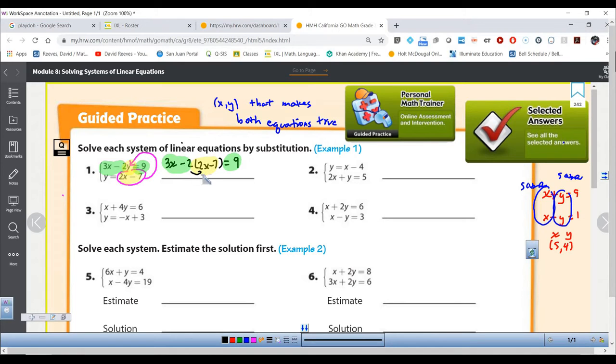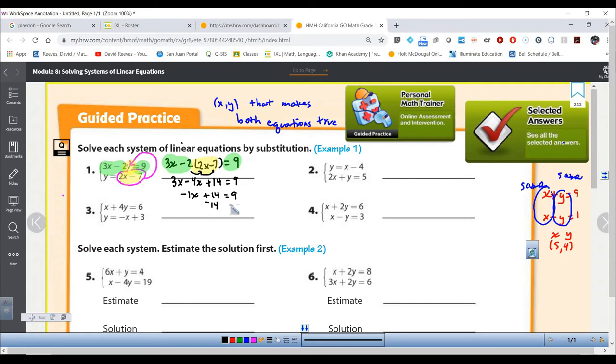Now I'm going to apply the distributive property here, and I'm going to get 3x minus 4x plus 14 equals 9. Do you see what I did? I distributed, so I multiplied that 2 times that y. Now these are like terms, and when I combine those, I get negative 1x plus 14 equals 9. And now, instead of two equations with two variables, look what I have. I have one equation that only has an x.